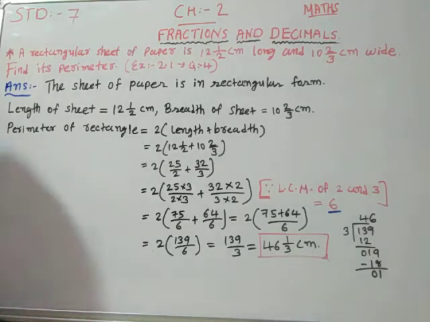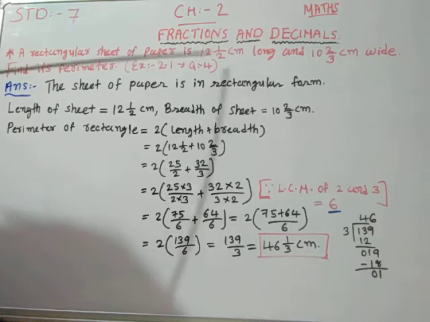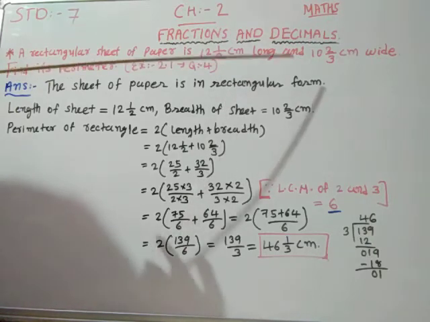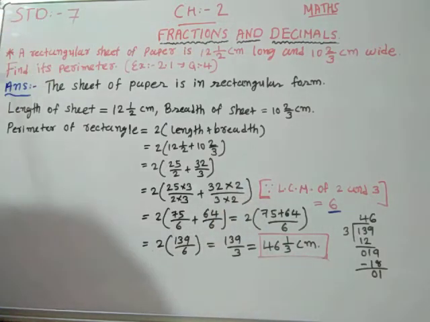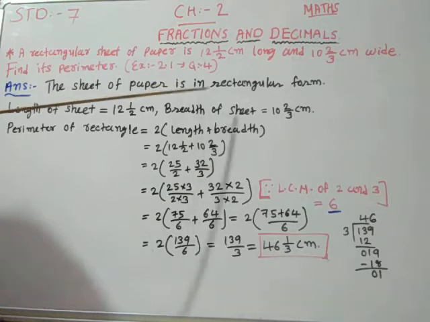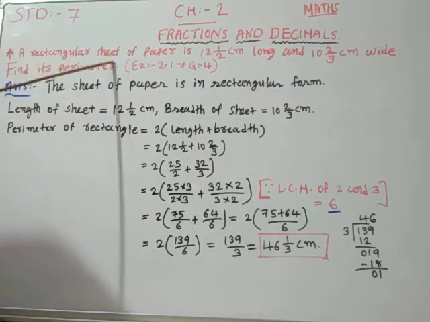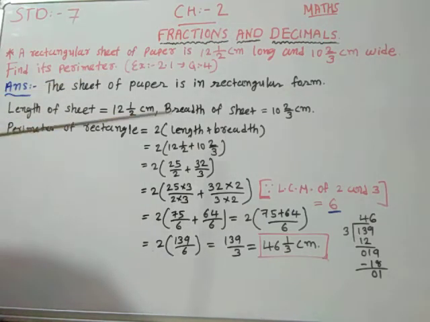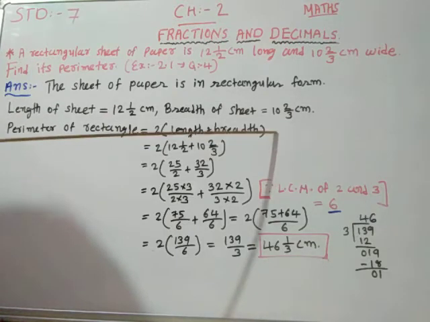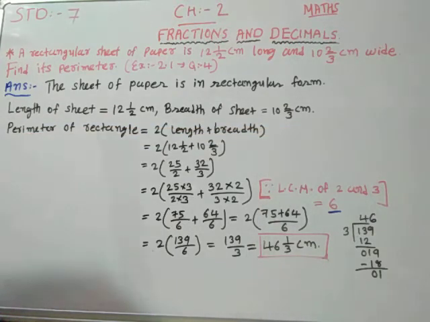Now let's solve the word problem. A rectangular sheet of paper is 12 1 upon 2 cm long and 10 2 upon 3 cm wide. Find its perimeter. Now first, the sheet of paper is in rectangular form because it is a rectangular sheet of paper and length of sheet is equal to 12 1/2 cm. Breadth of sheet is equal to 10 2 upon 3 cm. Now in this sum we have to find out the perimeter.